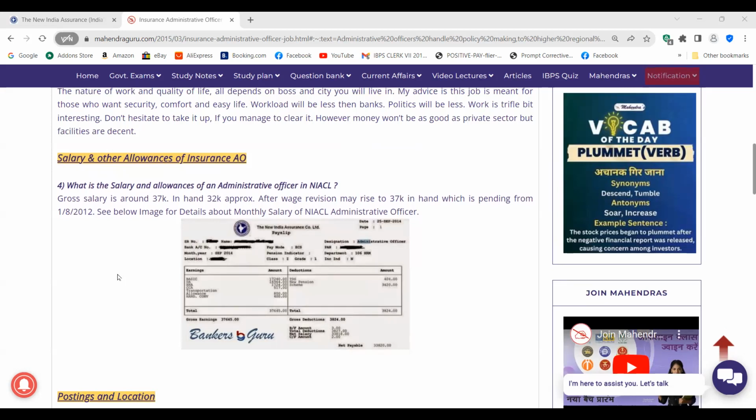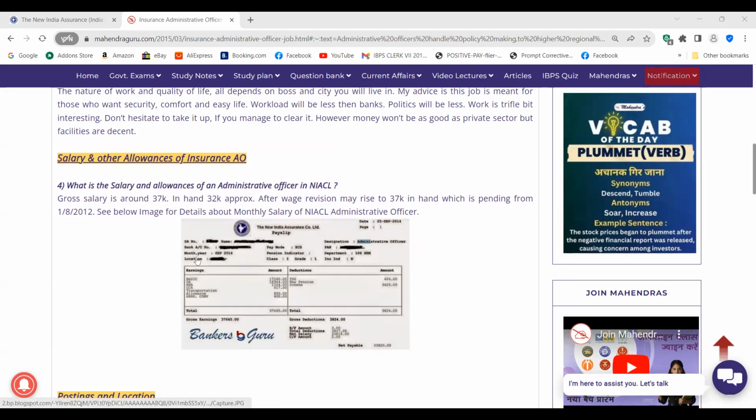Question number 4. What is the salary and allowances of an administrative officer in NIACL? Gross salary is around 37,000. In hand, 32,000. No, we need not read this. This is wrong. Probably this has been written many years ago. Now I am sure it will be of the order of 60K plus, or at least 55K plus. I have not asked this, but however, I am convinced it will be more.